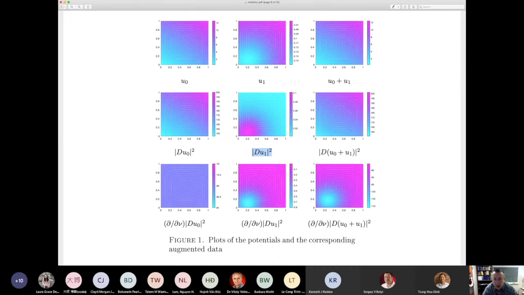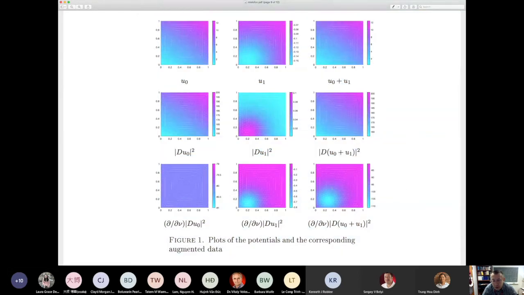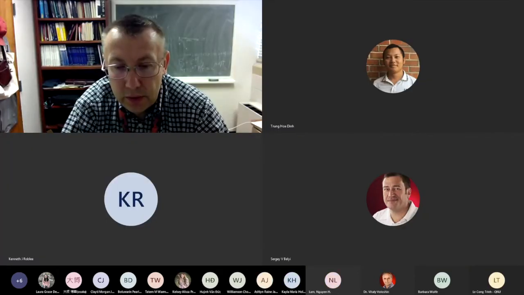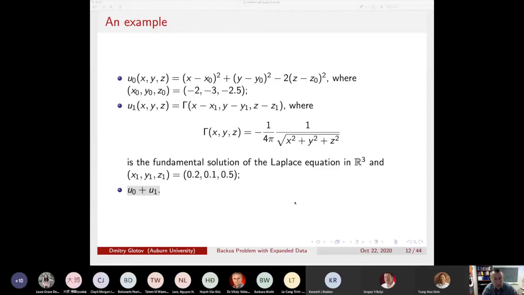And so what I want to point out is this last picture, the last cartoon or graph, has both the features of the background field. The magnitude here is, the scale is of order 100, but this graph also preserves this feature of the hot spot that we did not see in the magnitude of the gradient on the previous line. So let me switch back to the slides.